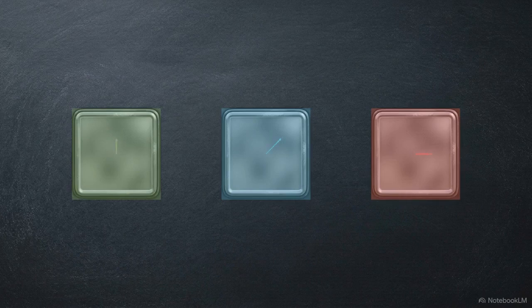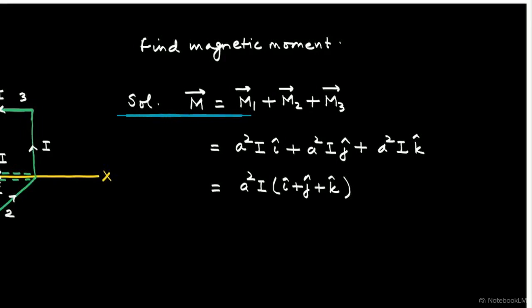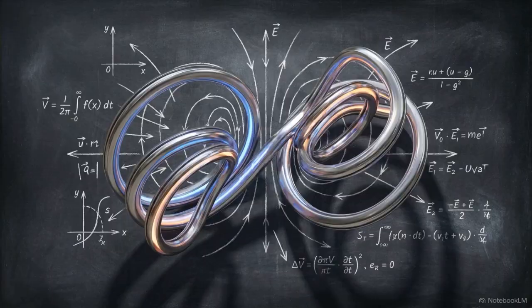Because each of these 3 new loops is flat and aligned to the primary axes, their individual area vectors are easy to define along i, j, and k. As the calculation shows, the total magnetic moment is simply the sum of 3 isolated vectors. By treating area as a 3D vector, using the cross product, and applying superposition, we can resolve even the most complex, non-planar geometries.